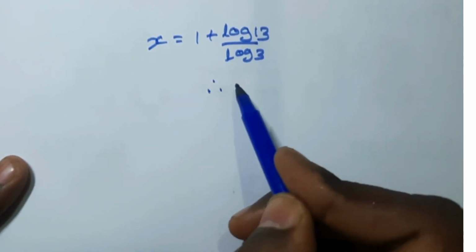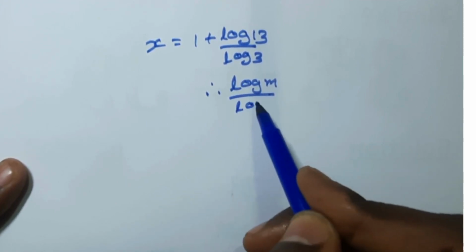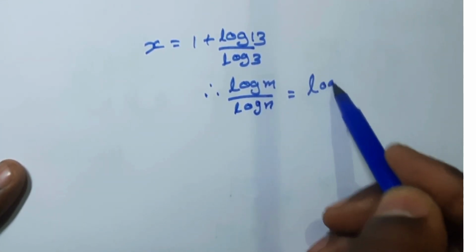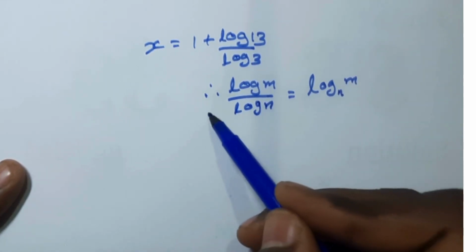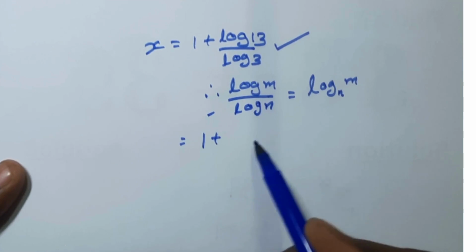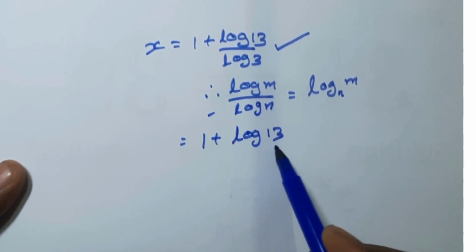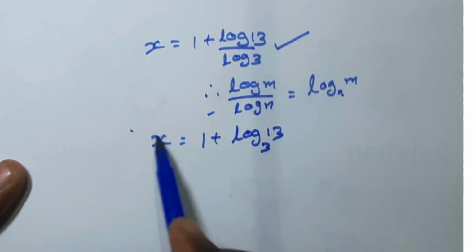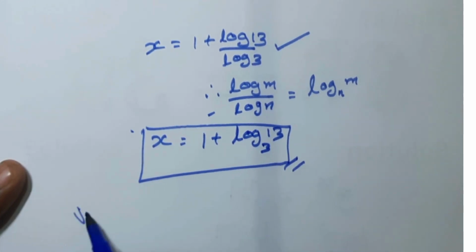Therefore, we know that log m by log n equals log m base n. We are going to apply this formula here. So 1 plus log 13 base 3, x equals this. We are going to verify now.